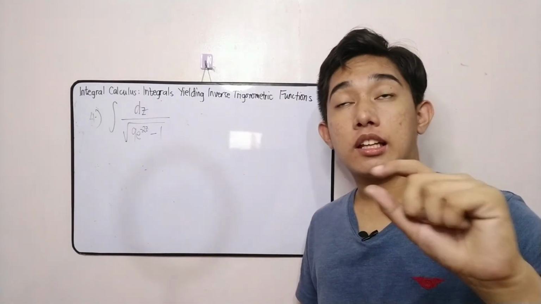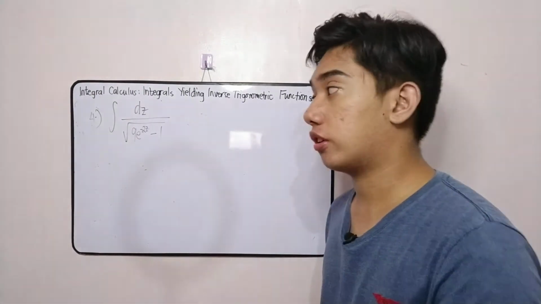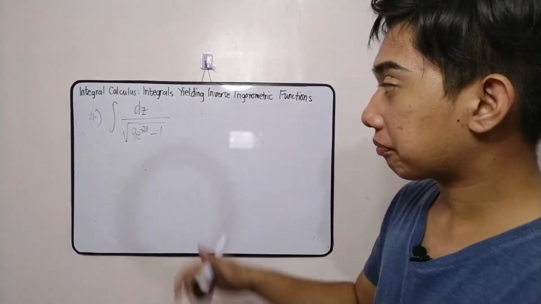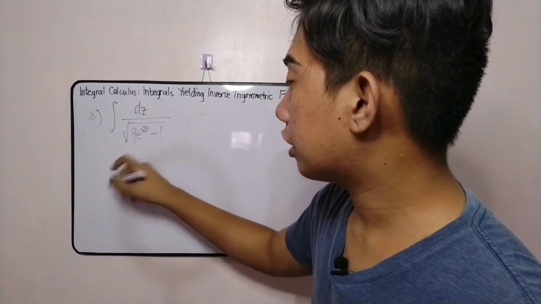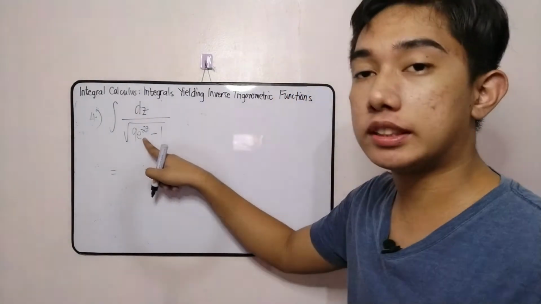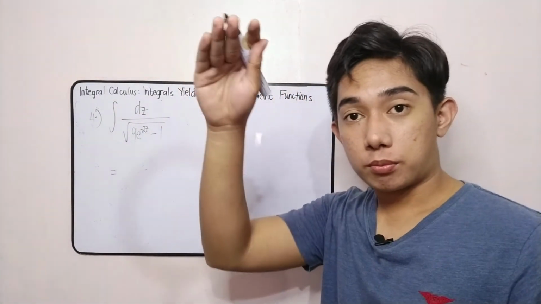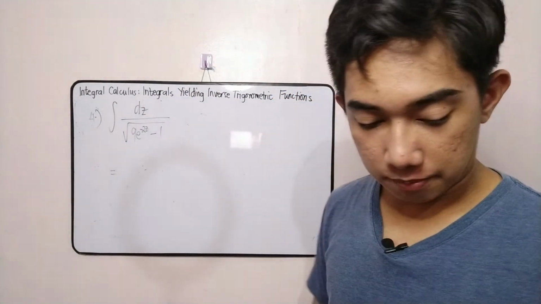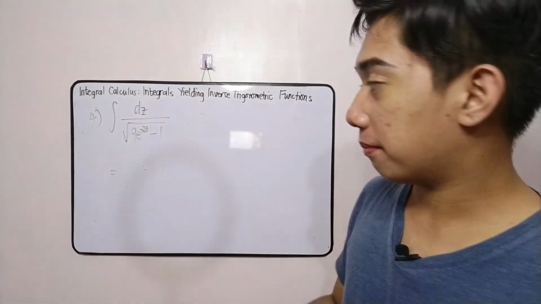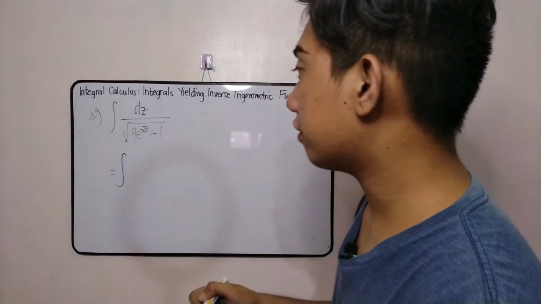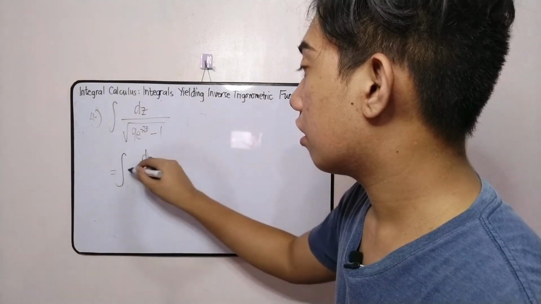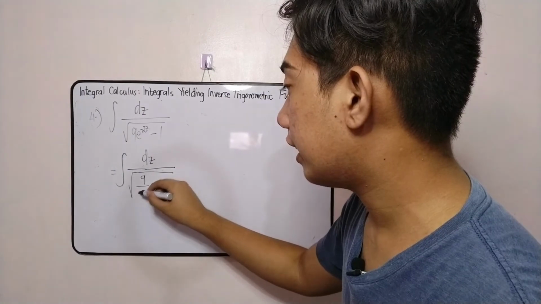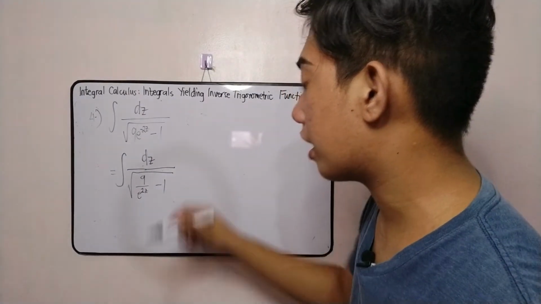First, we will manipulate our expression, kasi nandito nakasalalay yung pag-simplify. So, we will transform this one. You notice the negative sign, so we can perform laws of exponents. So, the integration of dz all over square root of 9 over e raised to 2z minus 1.